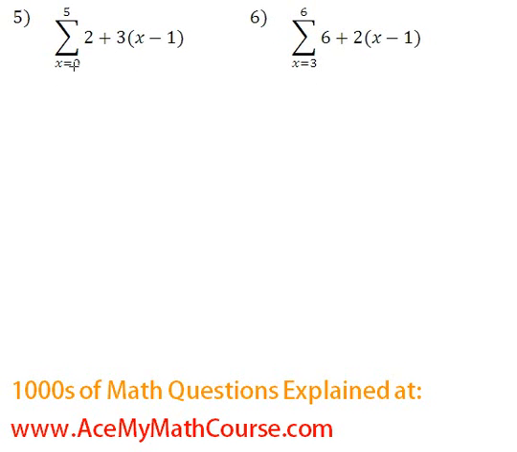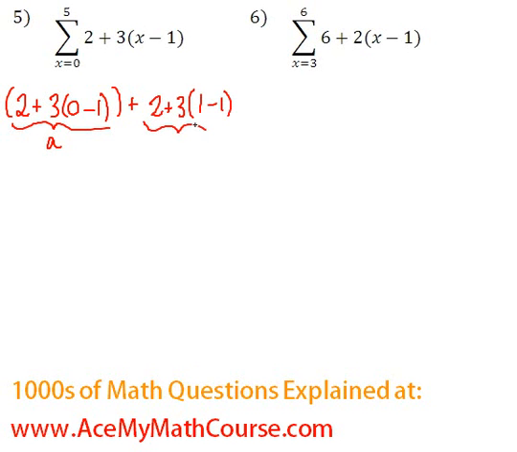So our first term, well, we're just going to have to plug in the 0. So 2 plus 3 times 0 minus 1. That is our first term. Great. Now what is the second term? Second term, well, will be x equals 1, right? We'll just plug in the 1 here. That will give us the second term. So that is term 2.